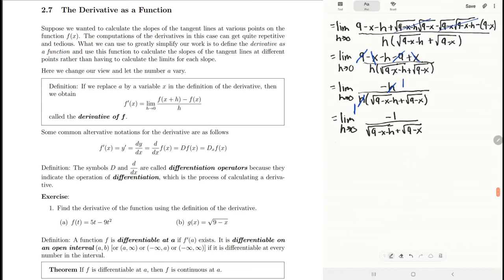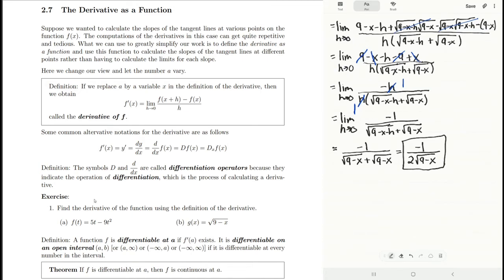And now we can take the limit. So we will let h go to 0. We have negative 1 over root of 9 minus x plus the root of 9 minus x. So this will be negative 1 over 2 times root 9 minus x. So that is our derivative g prime of x.